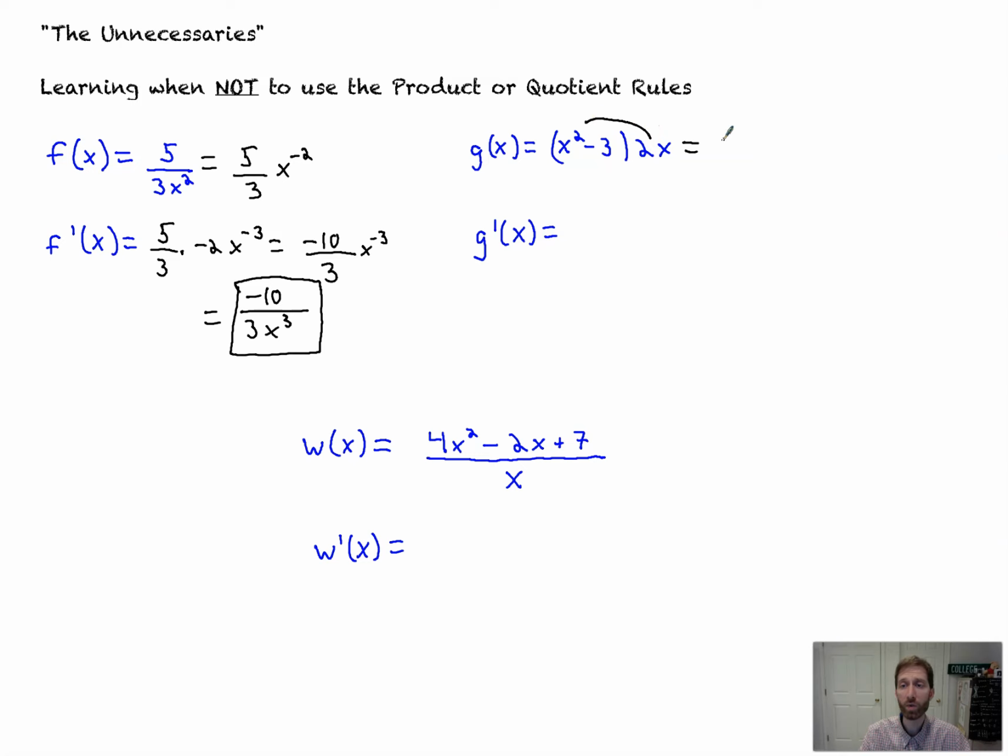2x times x squared is 2x to the third power. 2x times minus 3 is minus 6x. That is not derived yet, but the derivative is super easy, right? The derivative of this is 6x squared minus the derivative of 6x, which is just minus 6. Finito, right? That's really nice. And so we're done at that point. I think that it incurs less error to do it this way.